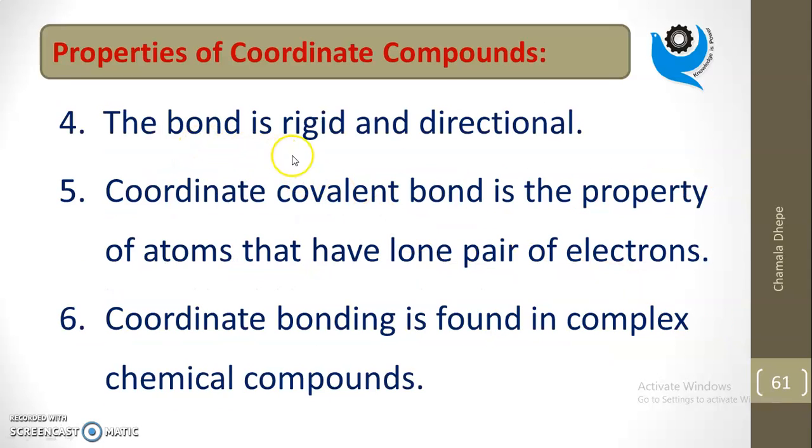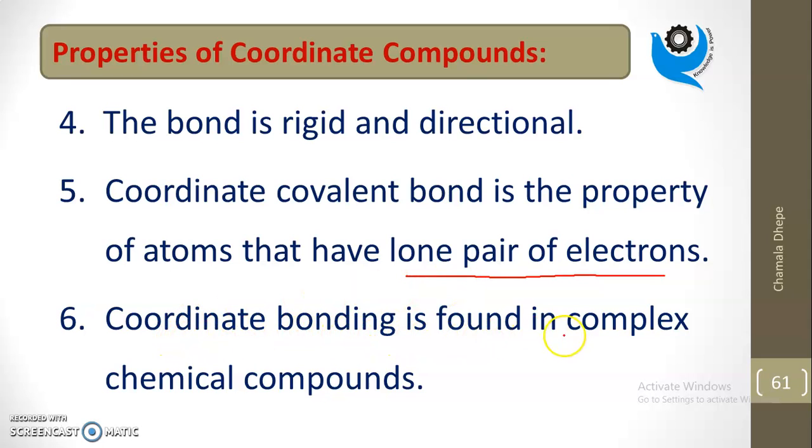Next, these bonds are rigid and directional. Same like covalent compounds, these are also rigid and directional ones. Whereas electrovalent bonds are non-directional. Non-directional means they can be extended in all directions. But here in coordinate and covalent, they are directional. A coordinate covalent bond is the property of atoms that have a lone pair of electrons. Always remember, this bond consists of a lone pair of electrons, and the atom which bears that lone pair acts as a donor while the other acts as an acceptor.